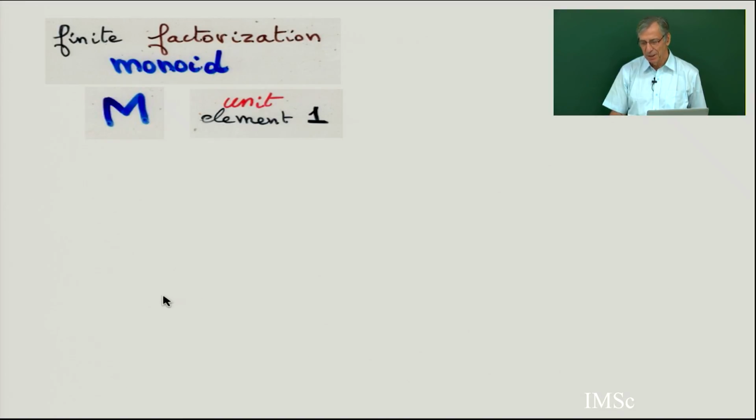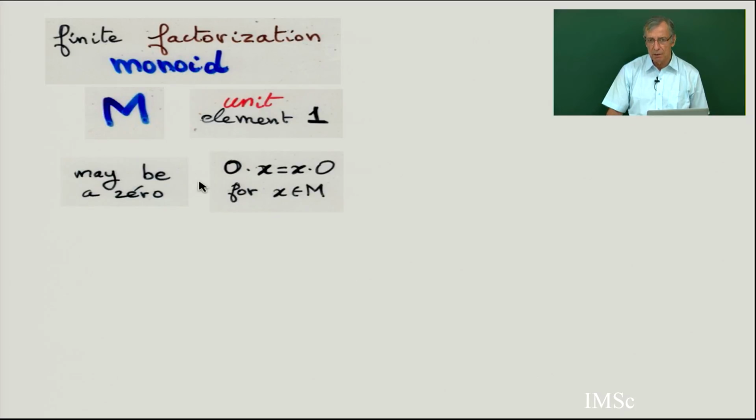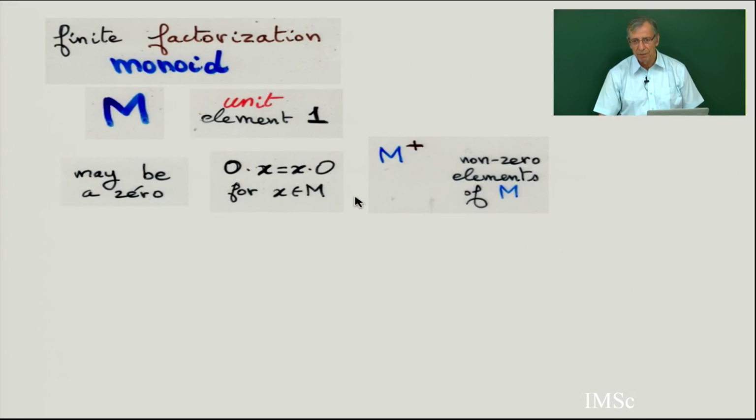So let's take a monoid, and I have some conditions. The monoid has a unit element, and it's a finite factorization monoid. Here I'm going to define what it means. Maybe there is a zero element, with 0x equal to x0. If there is no 0, you can always add a 0 to your monoid. And for finite factorization, M plus will be the non-zero elements of M.